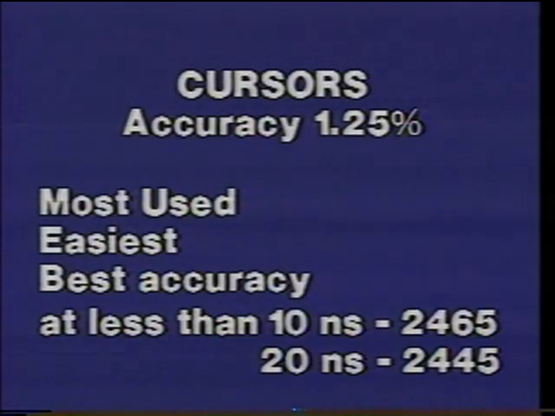Okay, let's summarize these 4 measurement techniques. First, cursors give us 1.25% accuracy. They're the most often used method because they're the easiest. And incidentally, they do give us the best available accuracy for time intervals less than 10 nanoseconds on the 2465 or less than 20 nanoseconds on the 2445.